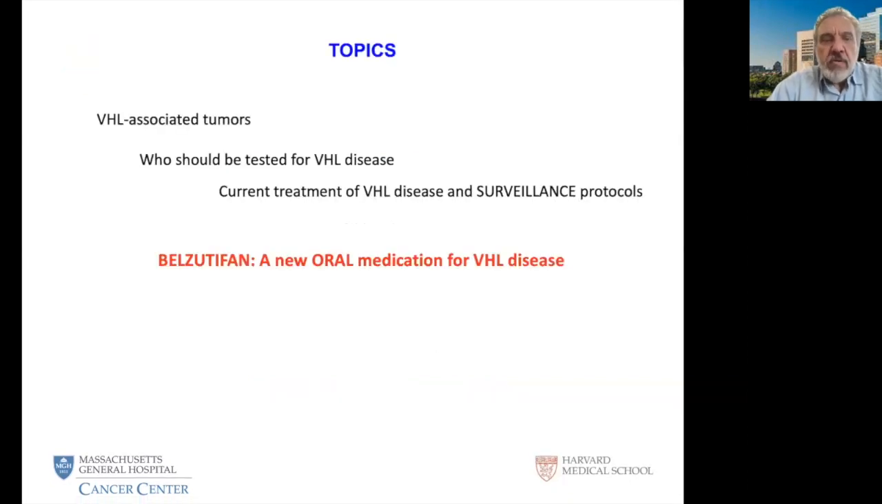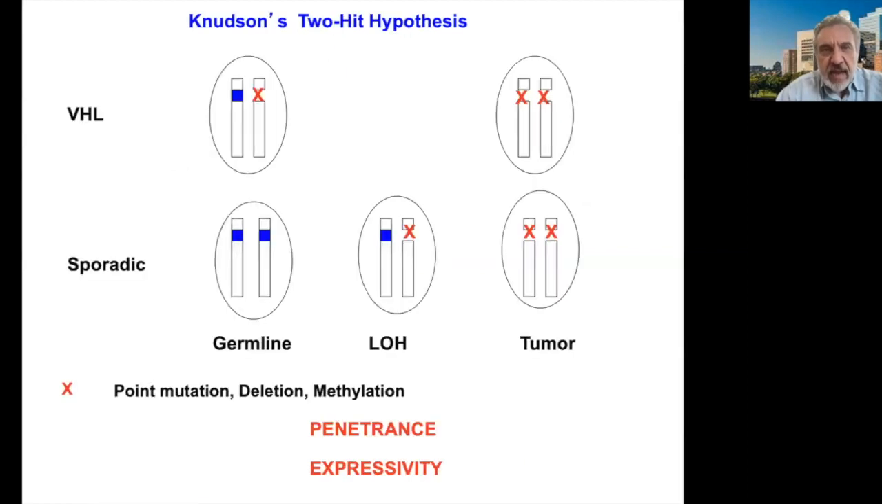So we'll talk about the VHL-associated tumors. We're going to give a little bit of a general overview of some principles of how we detect and how we treat these tumors. I'll talk a little bit about who should be tested for VHL disease, although it's probably the area that most are very familiar with. And then the current guidelines for surveillance and treatment of VHL disease, which lead us to belzutifan, the drug that has actually changed the disease lately.